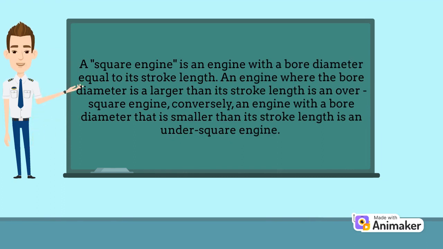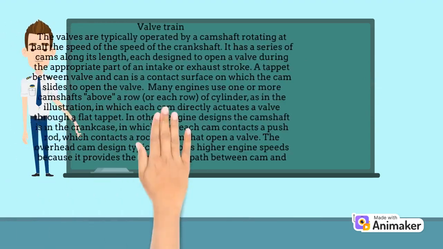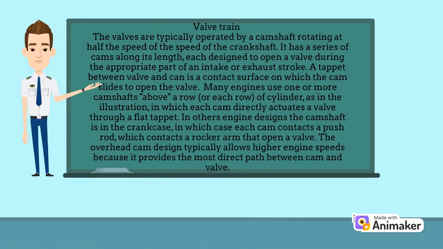An engine where the bore diameter is larger than its stroke length is an over-square engine. Conversely, an engine with a bore diameter that is smaller than its stroke length is an under-square engine. Valve train. The valve train is typically operated by a camshaft rotating at half the speed of the crankshaft.